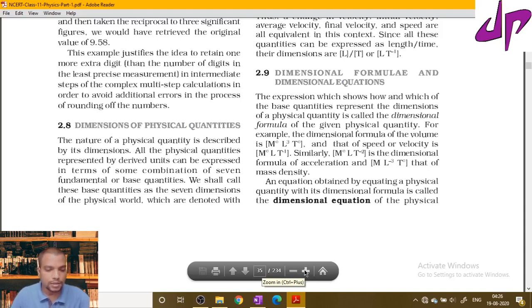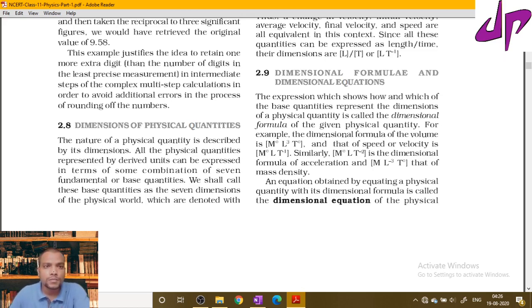Today's class I would like to discuss dimensions of physical quantities. This concept is an entirely new concept for us, but it gives important information about how we deal with physical quantities. So let's learn deeply what these dimensions are regarding physical quantities.